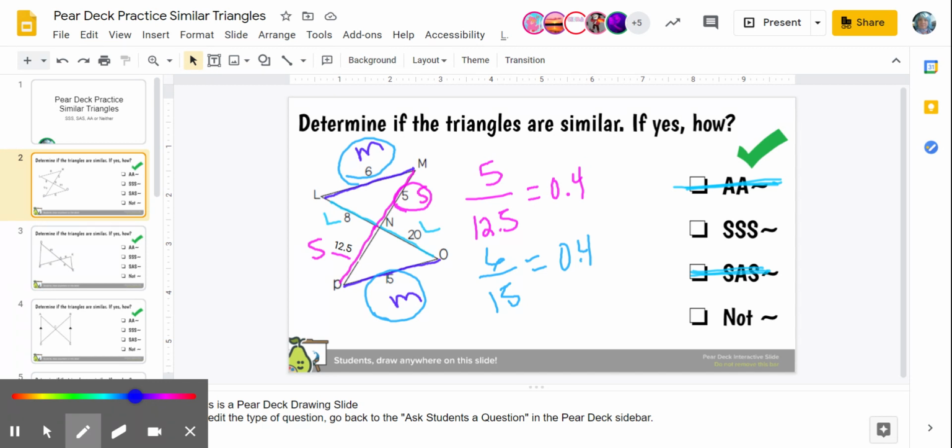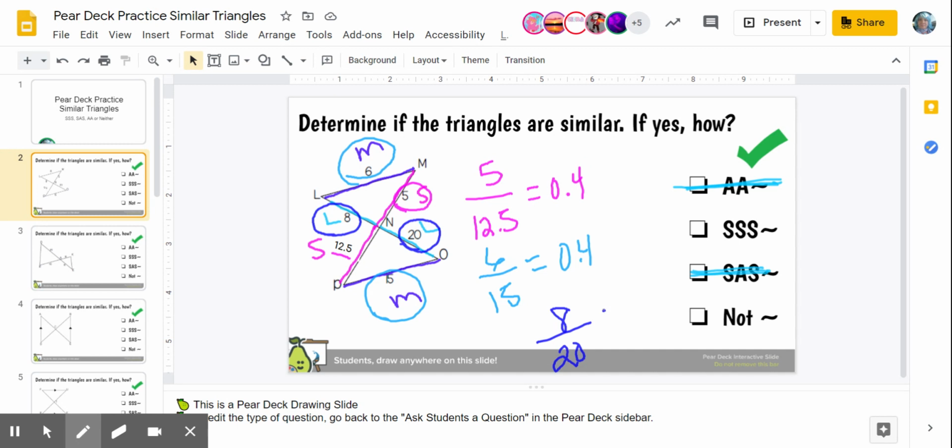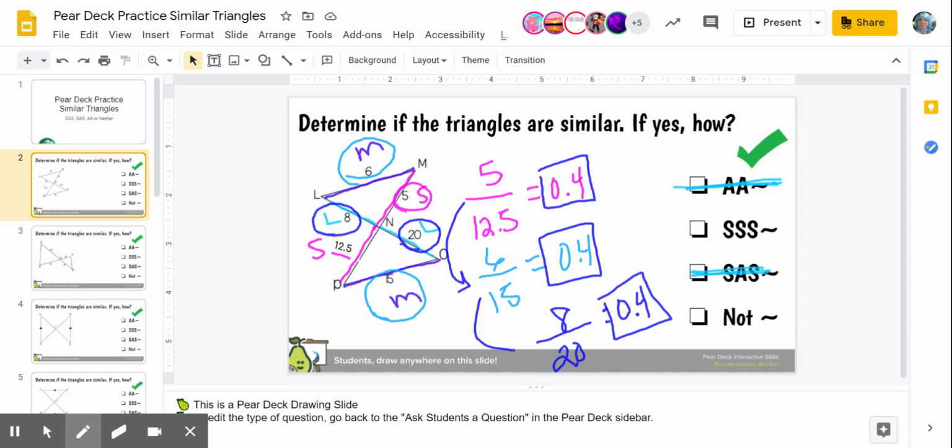Oh, I messed up my color coding. So then I've got large sides. The 8 goes on top because I'm doing small over large. And what's 8 over 20? Is that also 0.4? At this point, probably. Probably, but I probably should check because you know geometry is tricky. They're always trying to trick you into thinking something that's not true. 0.4. If all of these decimals are equal, then all of my ratios are equal. So this, my friends, is side, side, side.